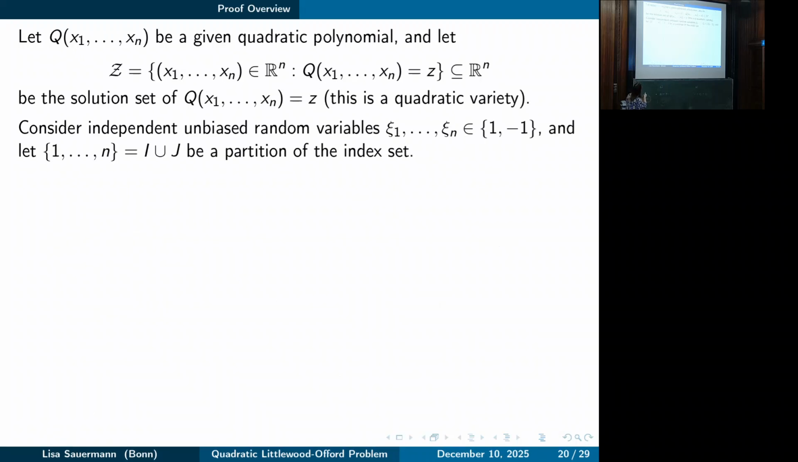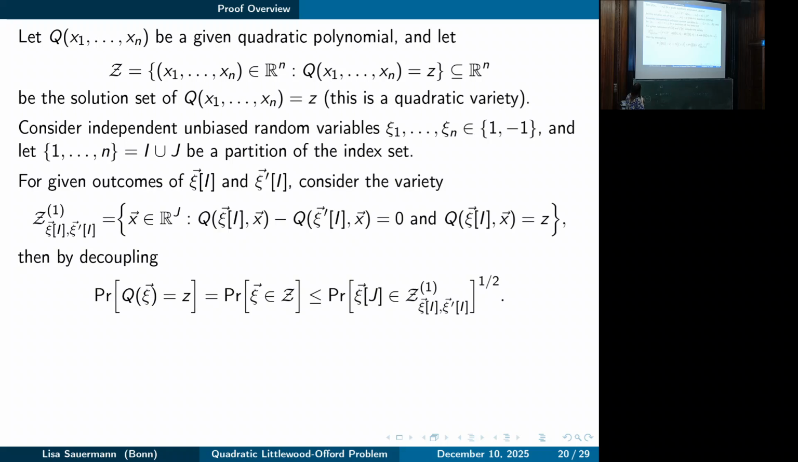So here's again the setting we had. We looked at this variety given by one quadratic equation. We took this partition, and now for any given outcomes of psi I and psi prime I, we were interested in this new variety from the bottom of the previous slide, given by one linear equation and one quadratic equation in this X. And what the decoupling said exactly on the previous slide is that the probability we care about, the probability that the total psi vector lies in Z, is at most the probability that the psi j vector lies in this new variety given by this linear equation and this quadratic equation, to the 1/2.